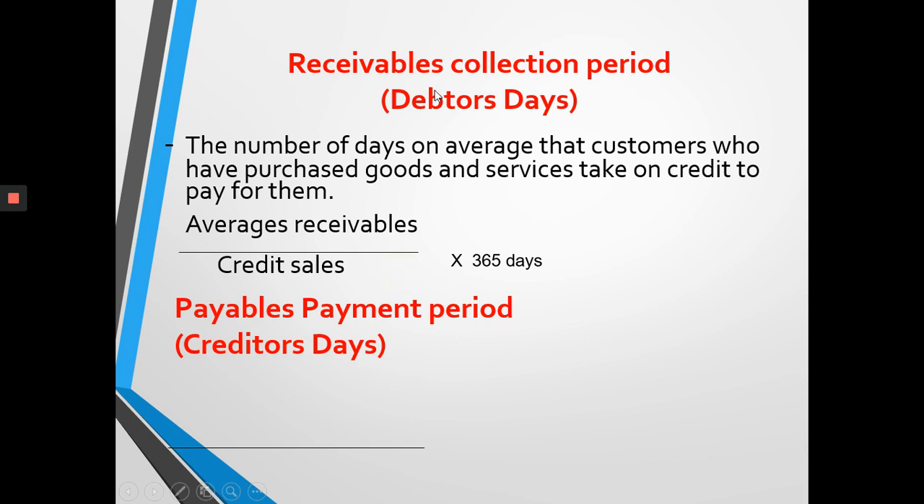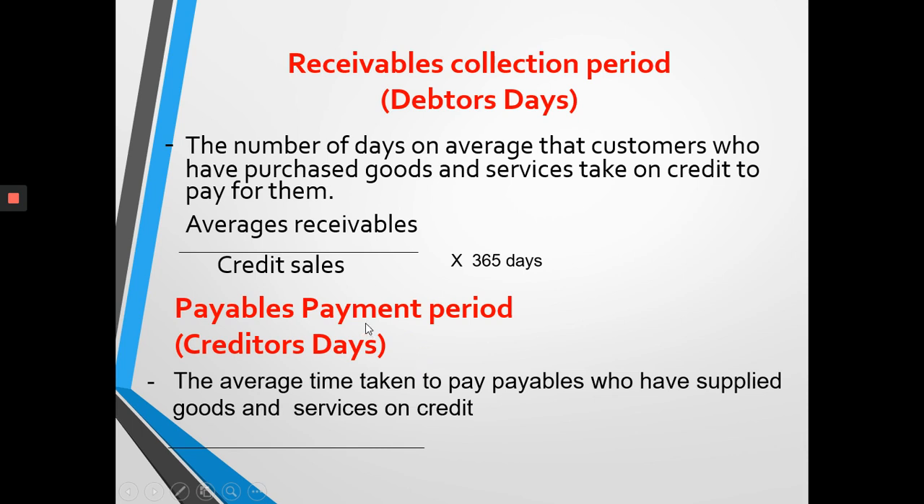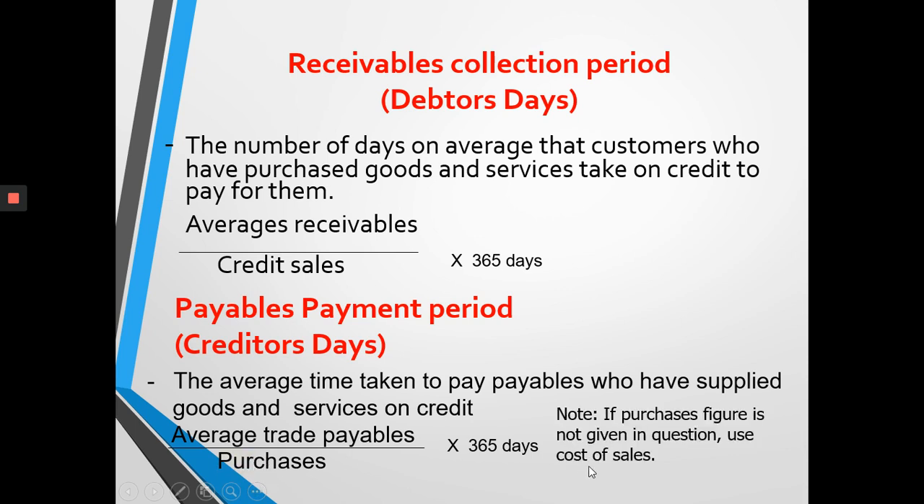On the other hand, it's just the total opposite. You have creditor days, which is the payables payment period. So here again, trade payables. You might not need to take the average. Trade payables divided by purchases times 365 days. Again, class, if the question does not give you how much is purchases, then you can use cost of sales.